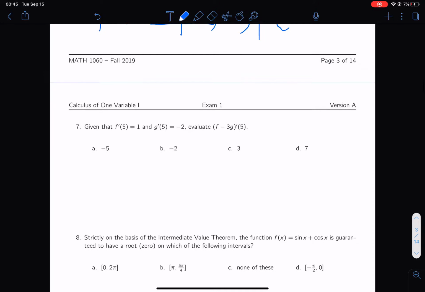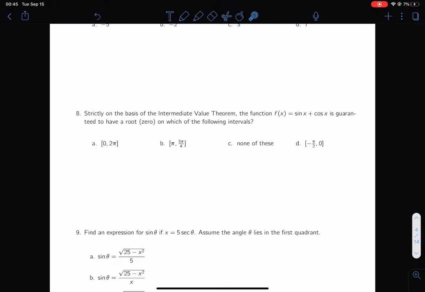And for the next one, number 7. This is equal to f prime of 5 because (f plus g) prime of 5 is equal to f prime of 5 plus g prime of 5. So this one is equal to minus 3 g prime of 5. Then we are given the values. So it is D.